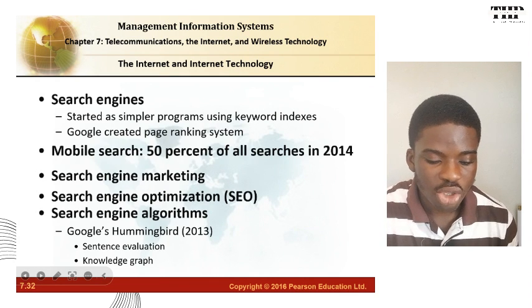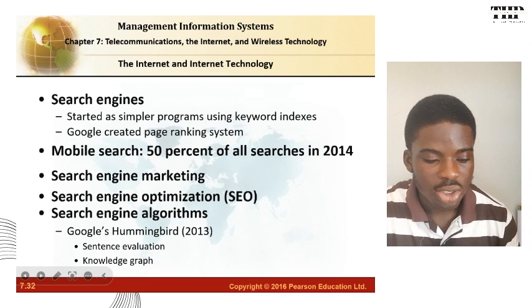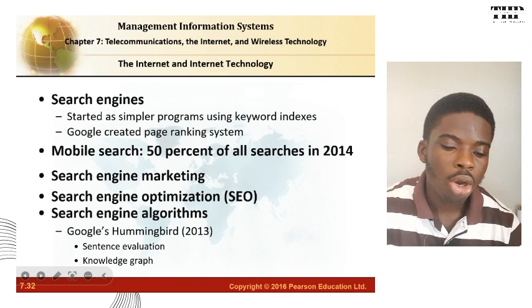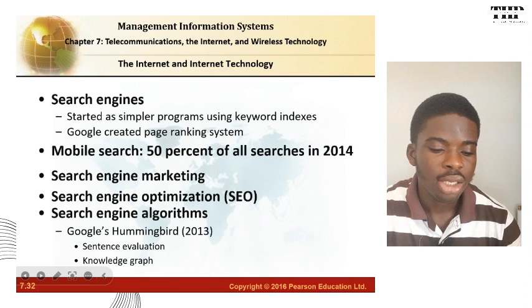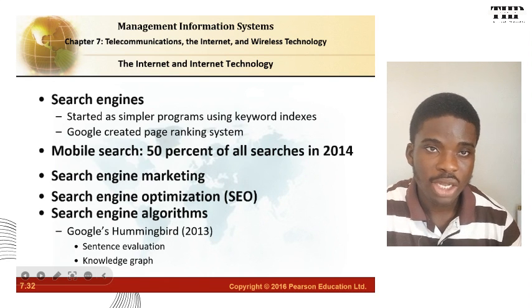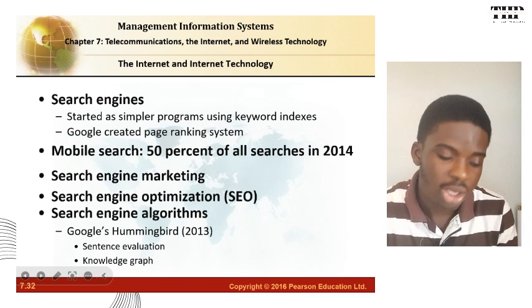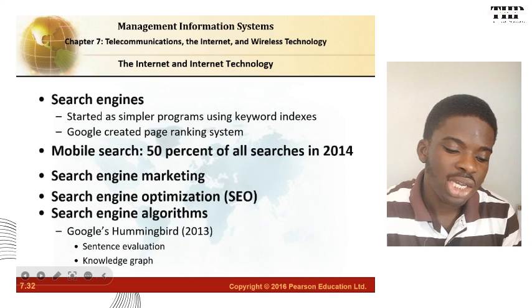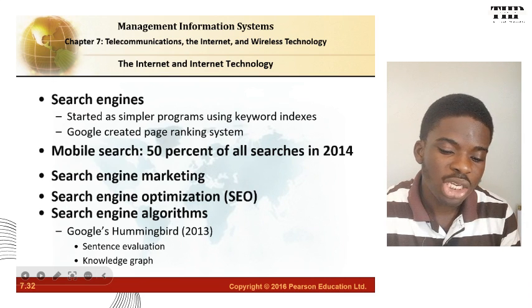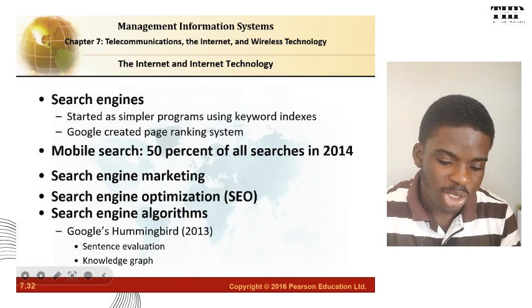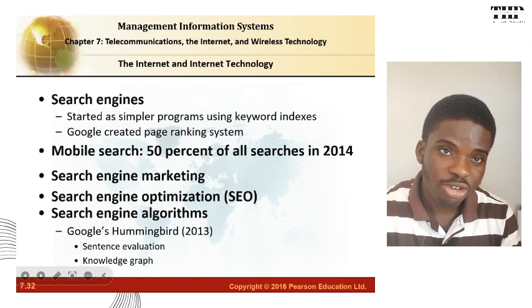Also, now you talk about search engines. So these can all fall under the internet technology, right? So the services, the web, and now I'm talking about search engines. These are all technologies. Search engines started as simpler programs using keyword indexes. Google created the page ranking system, right? So we have mobile search. In 2014, 50% of all internet searches were from mobile phones.